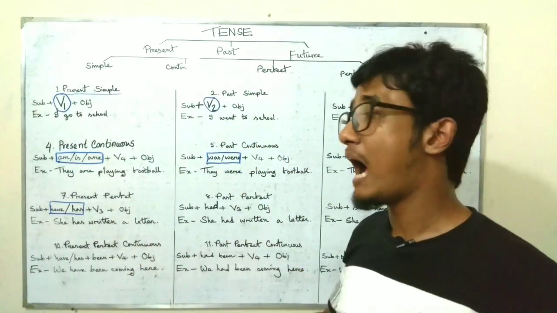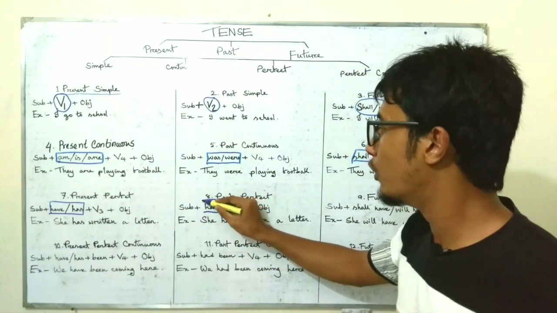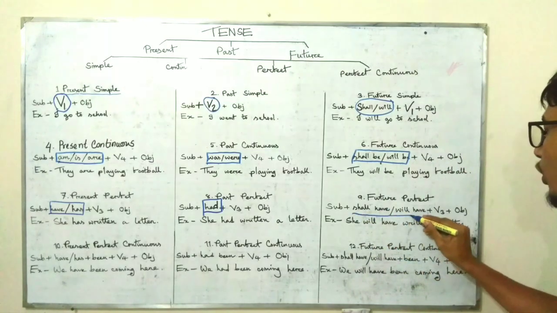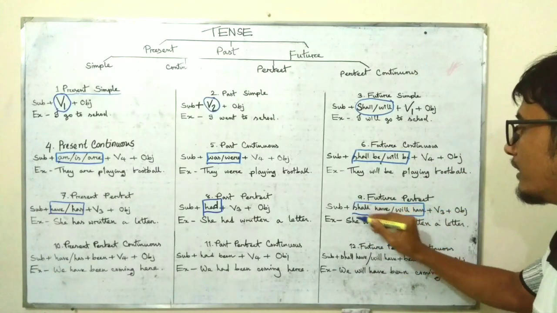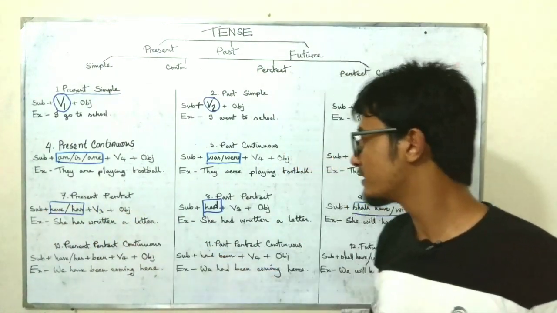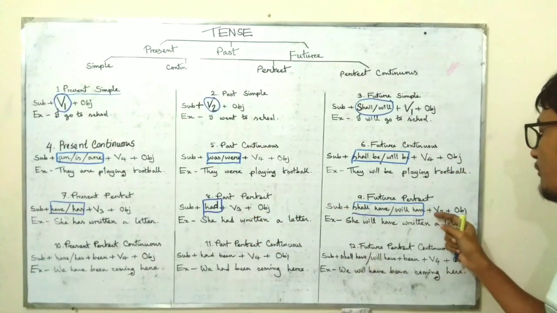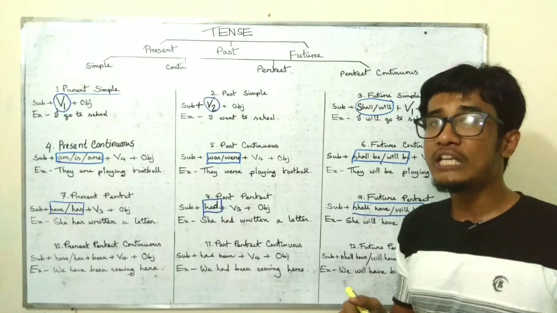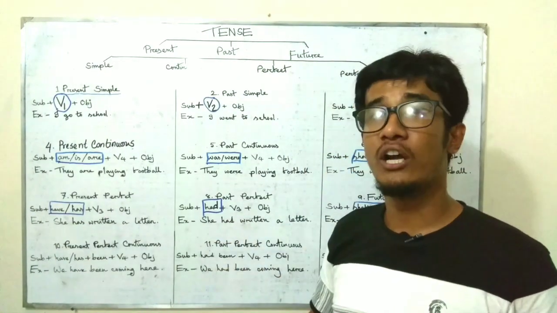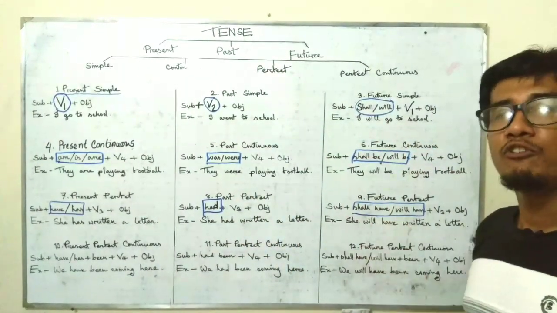In present perfect, either have or has. In past perfect, only had. And in future perfect, shall have or will have. The other things are same. Subject, V3, object, subject, V3, object, and here also subject, V3, object. If only you can remember the use of to have, you can easily make sentences. Even you can talk in present perfect, past perfect, and in future perfect.